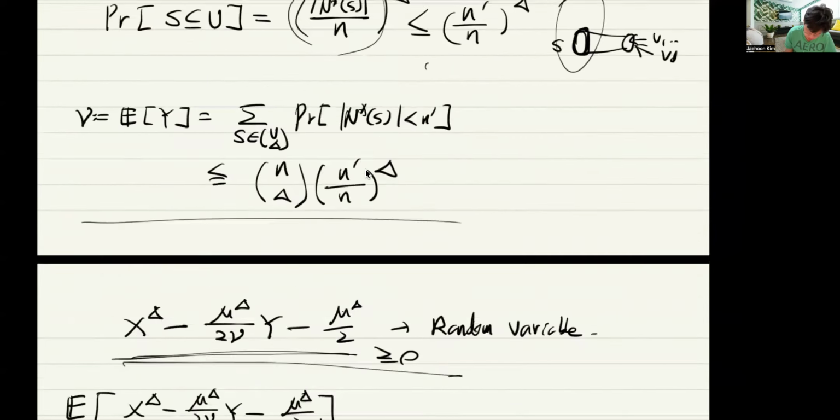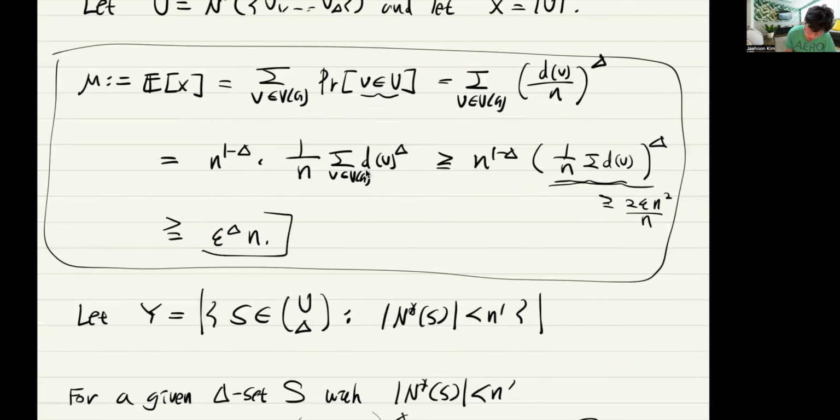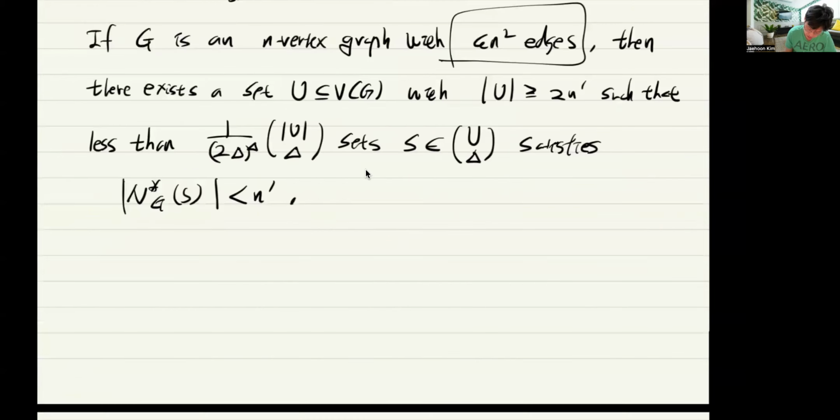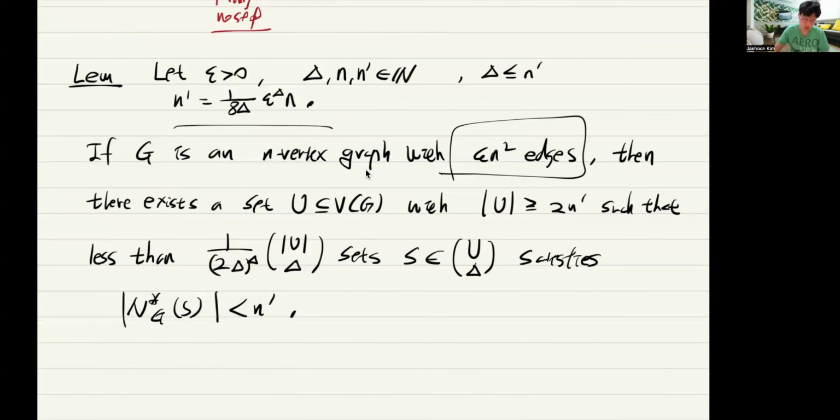Why? What does mu? Mu is this. Mu is at least this, and then n prime is this, so it's at least twice of this.